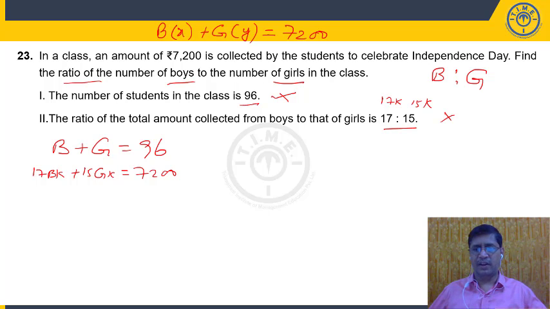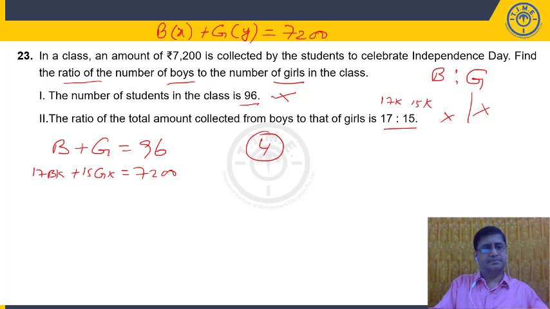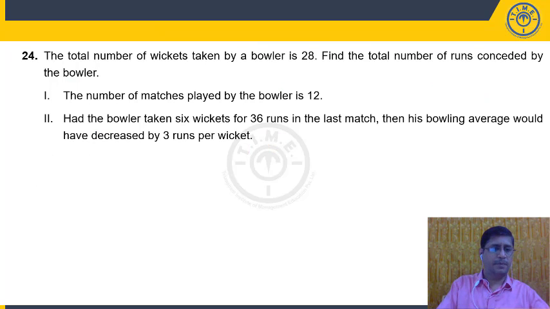So what is the discussion? 1 is not possible, 2 is also not possible. Combining both the statements is also not possible. Means the information given here is insufficient to answer. The choice is option 4. Okay, the ratio of the amount collected is given, 17:15, but what about the amount value? The amount value is not given here. The amount collected from the girls and from the boys we could find, but here it is not possible to find how many boys are there and what is the contribution of each boy. It is not possible to find. Insufficient. Answer 4.